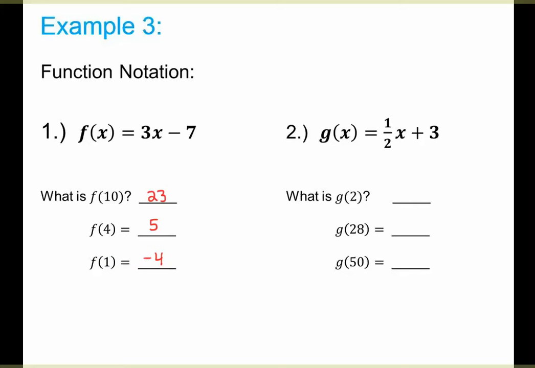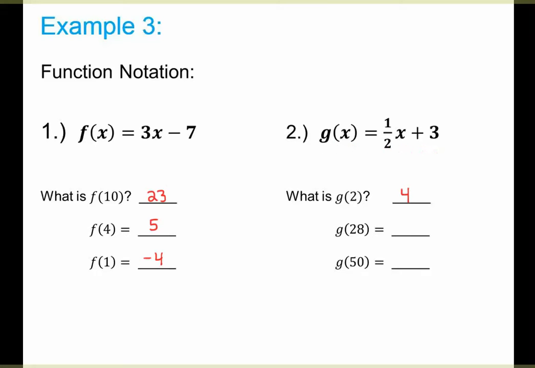G of x equals 1/2 x plus 3. So we're halving some numbers. Halving, however you would say that. G of 2 is going to be 1/2 times 2 plus 3. All right. 1/2 times 2 is 1. So G of 2 is 1 plus 3. And 1 plus 3 is 4. So when you plug in a 2, this guy spits out a 4.